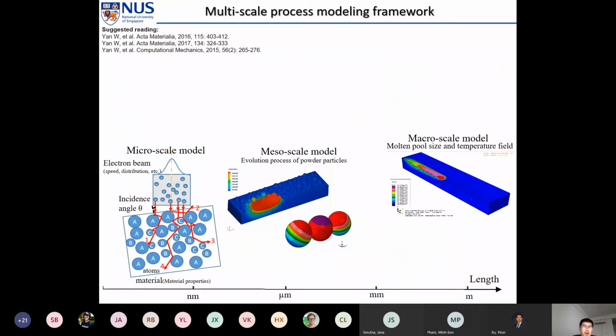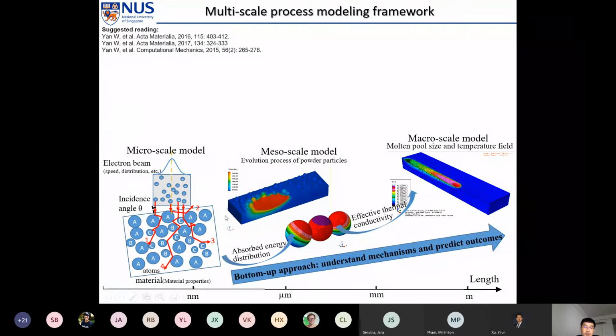Okay, so actually the melting process is a very complex multi-scale problem. For example, how the electron or laser hits the material. It's actually the interaction between electron or photon collision with the material atoms. This is micro scale. And for the powder scale, how each powder particle gets heated, melted, then flows. And in large scale, in a whole part, what's the temperature field and what's the thermal stress distribution?